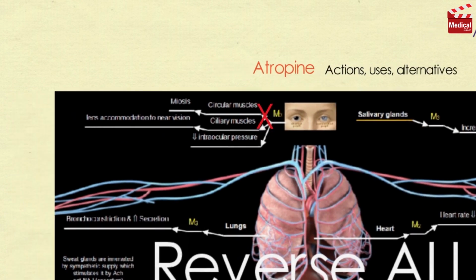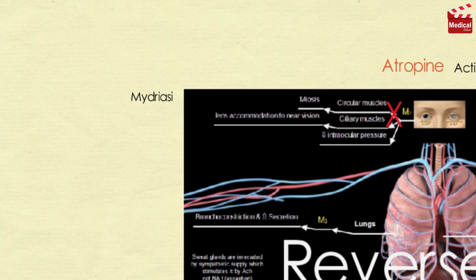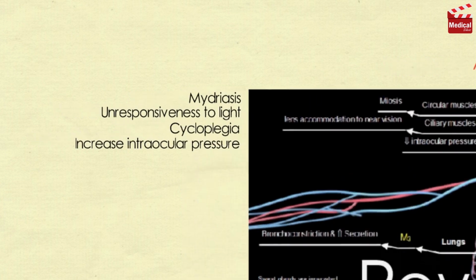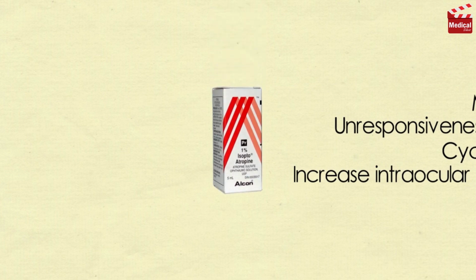Atropine blocks muscarinic activity in the eye, resulting in mydriasis, unresponsiveness to light, and cycloplegia, which is the inability to focus for near vision. And intraocular pressure may rise, especially in patients with closed-angle glaucoma. So it can be used as an ophthalmic solution, and it is available with the brand name Isopto Atropine.